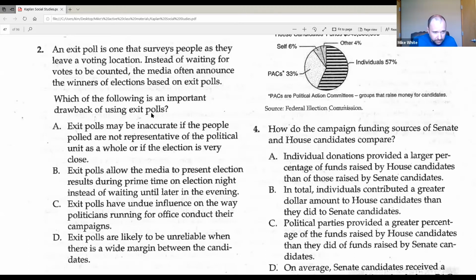So, A, exit polls may be inaccurate if the people polled are not representative of the political unit as a whole. B, exit polls allow the media to present election results during prime time on election night instead of waiting until later. C, exit polls have undue influence on the way politicians running for office conduct their campaigns. Or D, exit polls are likely to be unreliable when there is a wide margin between.